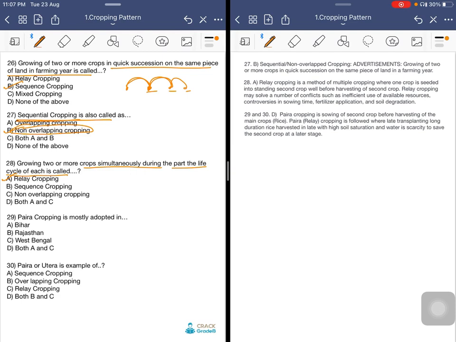Next: para cropping is mostly adopted in Bihar and West Bengal. What is para or utera type of cropping? Para cropping is sowing a second crop before the harvesting of the main crop, that is rice. Para or relay cropping is followed where late planting, long duration rice is harvested late, with high soil moisture saturation and water scarcity, to save the second crop at later stages.